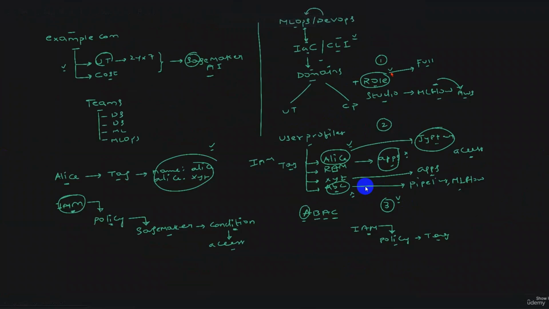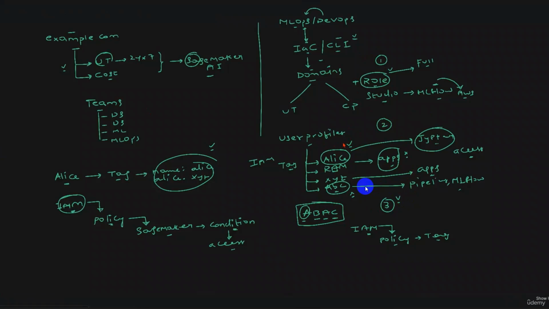But for now, these are the 3 major steps that are involved. Step 1 is to create the domains. Step 2 is to create the user profiles. Step 3 is to set up proper ABAC, attribute-based access control, to only allow respective users to access their user profiles so that they don't mess up with other people's work.